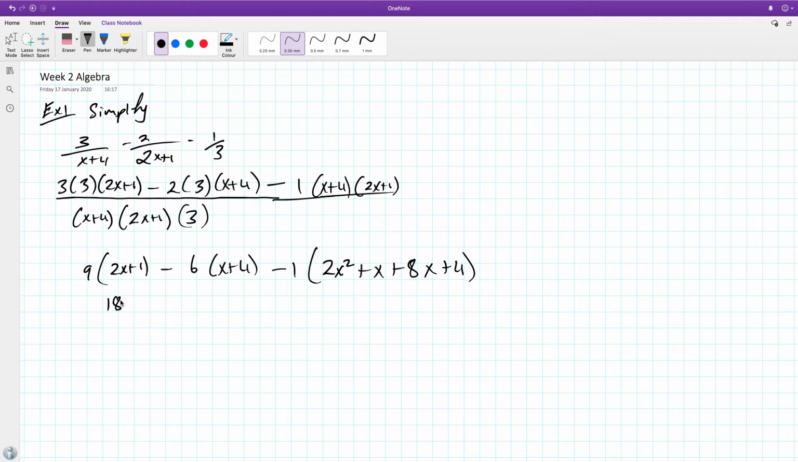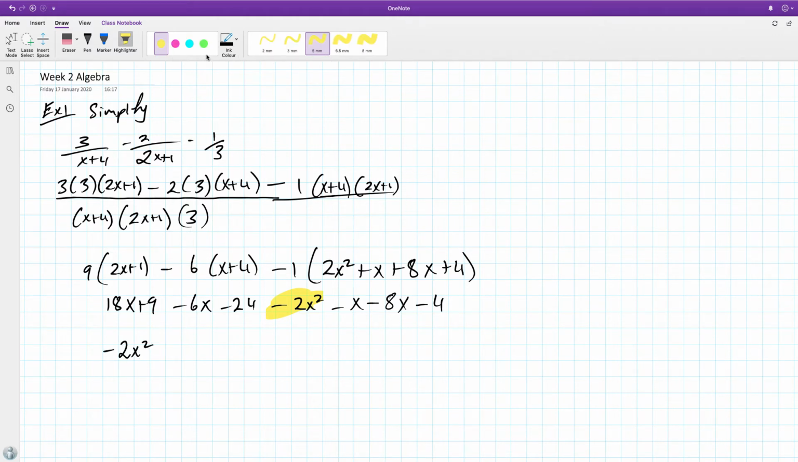9 times 2x is 18x. 9 times 1 is 9. Minus 6 times x is minus 6x. Minus 6 by 4, minus 24. Minus 2x squared, minus x, minus 8x, minus 4. Put everything that's the same together. Minus 2x squared goes out the front. Then you have 18x, minus 6x, minus x, and minus 8x.